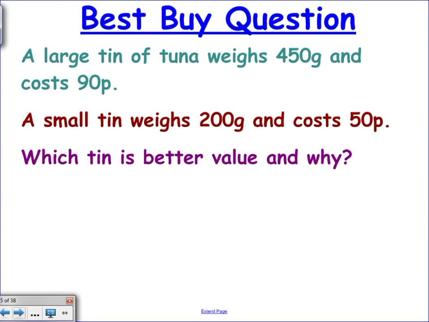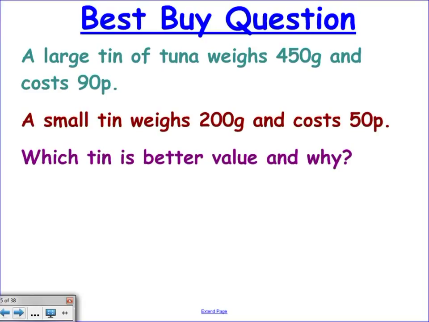Almost last one of the day. Okay. Got 2 tins of tuna. The large tin weighs 450 grams and costs 90 pence, and the small tin is 200 grams at 50 pence. Which is the better value for money? Somebody at the back talk to me.